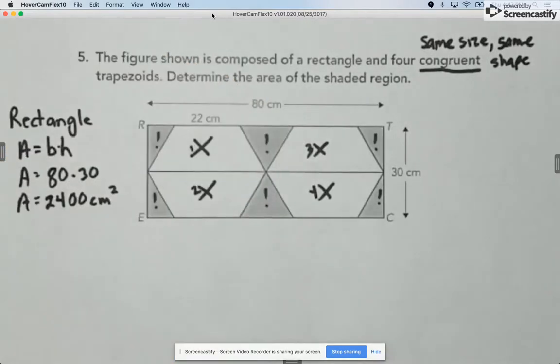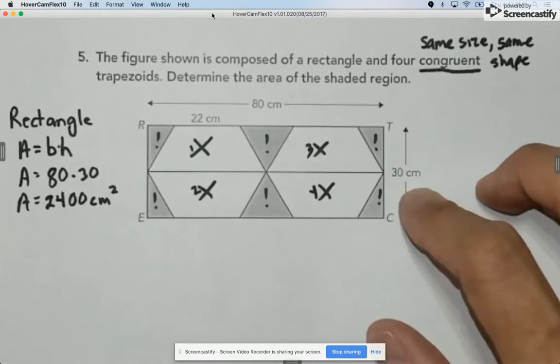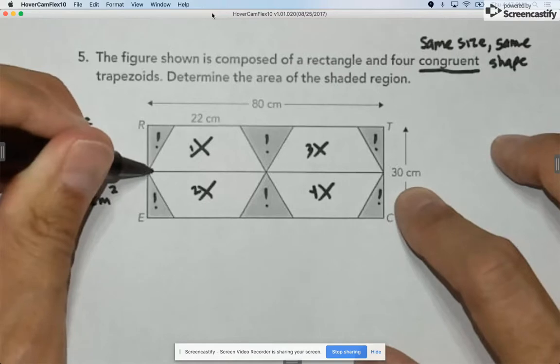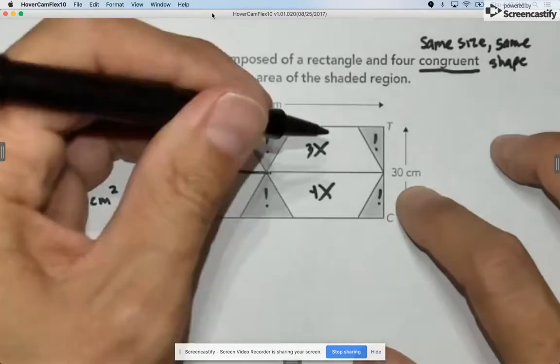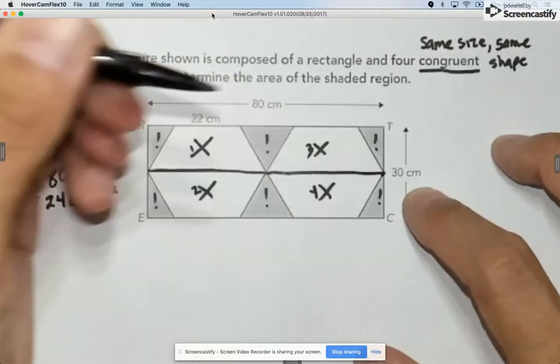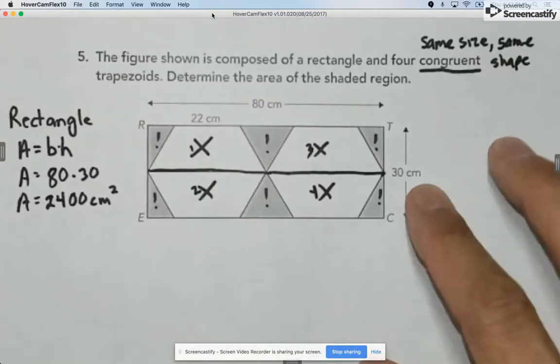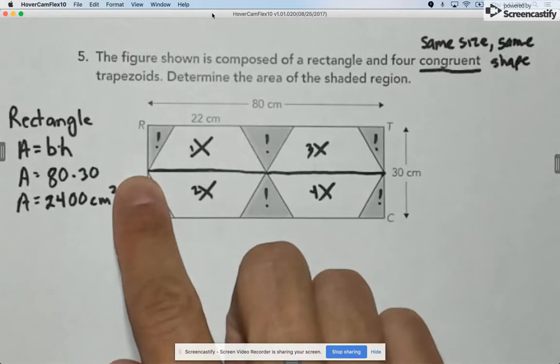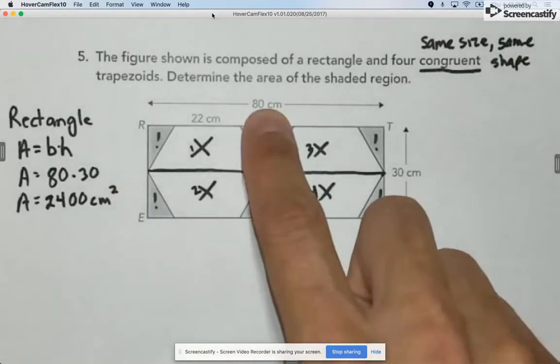Now, a couple of things. First, I know that this and this are the same because they're congruent, same size, same shape. So to get from here to here is half of 80 centimeters.